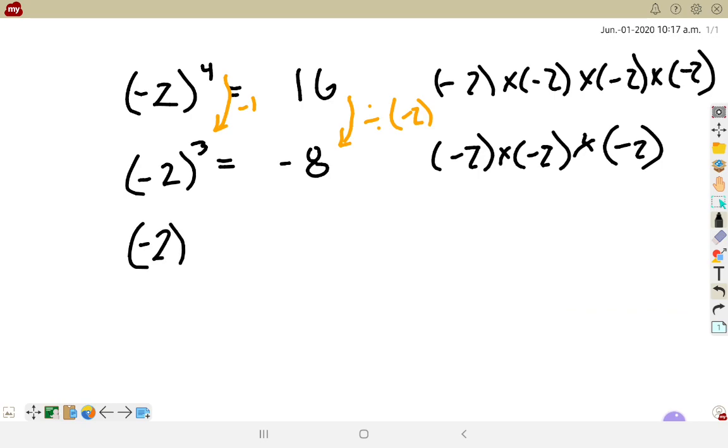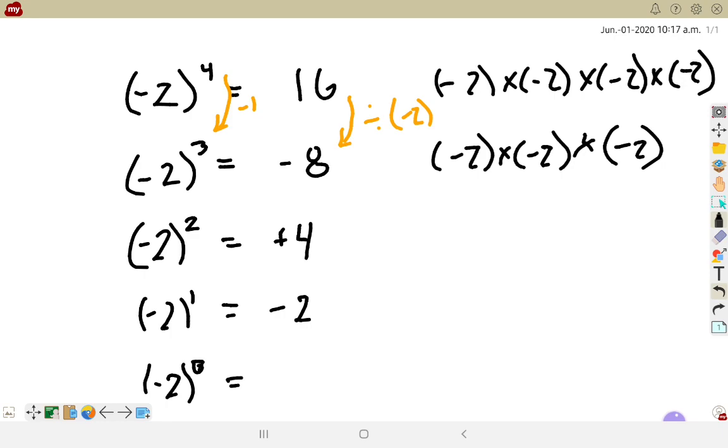So I'll decrease by 1 more in my exponent, and I'll divide by negative 2 again to get positive 4. And then I'll decrease my exponent by 1 to get an exponent of 1, and I'll divide by negative 2 to get negative 2. And then I'll decrease my exponent by 1, and I'm at an exponent now of 0. And I'm going to divide negative 2 by negative 2, and that gives me positive 1. So again, I get this exponent of positive 1, and it works even if my base is negative, and it becomes positive 1 because 0 is an even exponent.